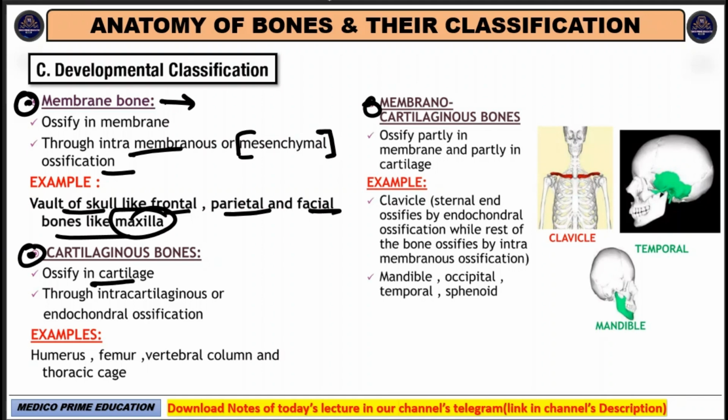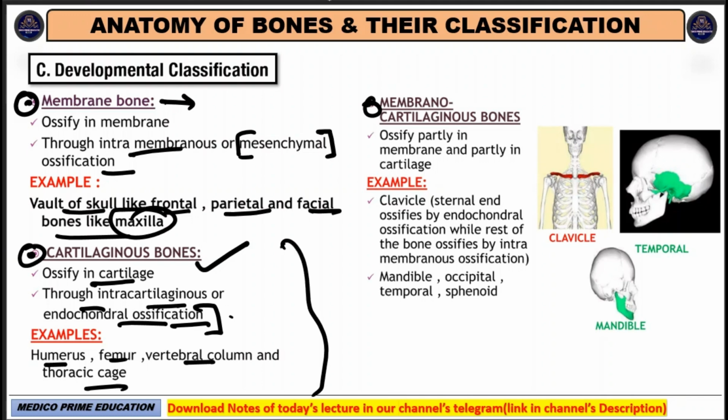Next is cartilaginous bone. Some of the bones ossify in the cartilage. These are intracartilaginous or endochondral ossification. So those bones formed from mesenchymal ossification are membranous bones, and those formed from endochondral ossification are known as cartilaginous bones. Examples are humerus, femur, vertebral column, thoracic cage. All these are cartilaginous bones, meaning most of the bones arise from the cartilage.